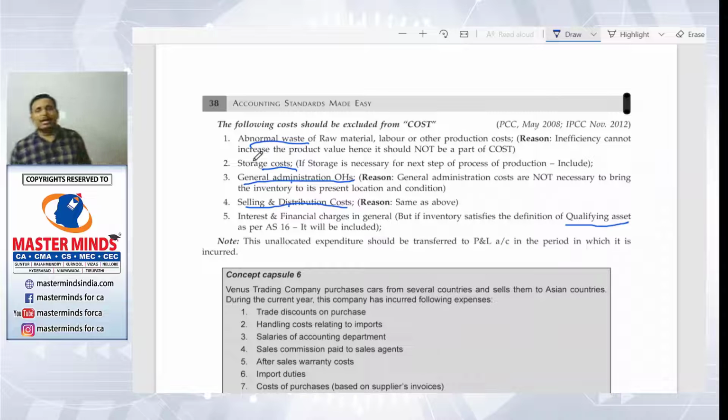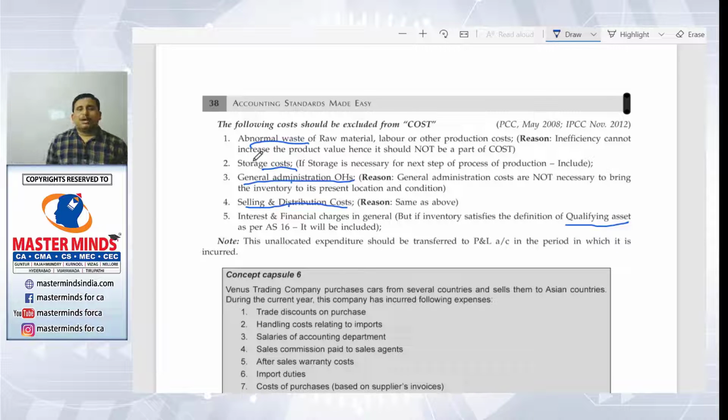Now how do we consider that? In the denominator, you reduce the normal loss, so that cost will be distributed over the units net of normal loss. You need not reduce any abnormal loss. So that is the point. Already in detail you might have seen in your costing. So these are all the costs to be excluded. Hope everybody has understood.